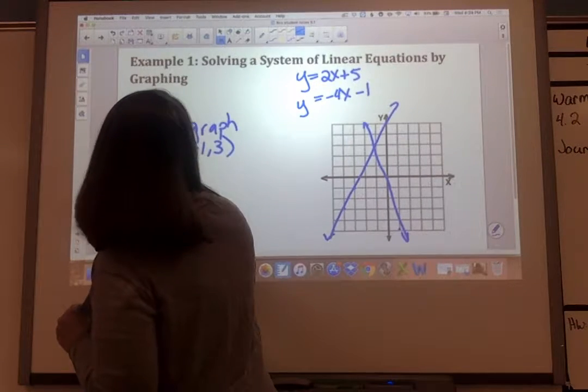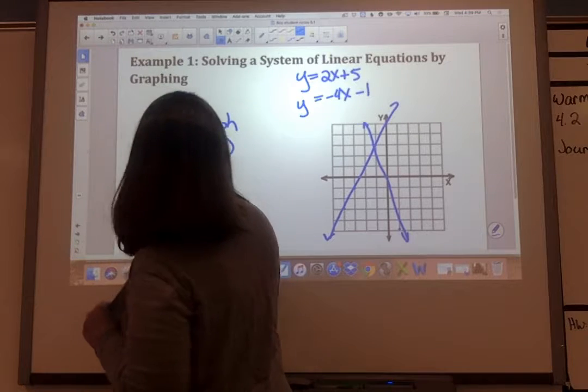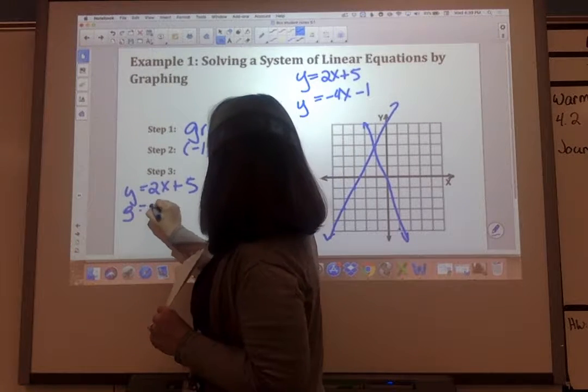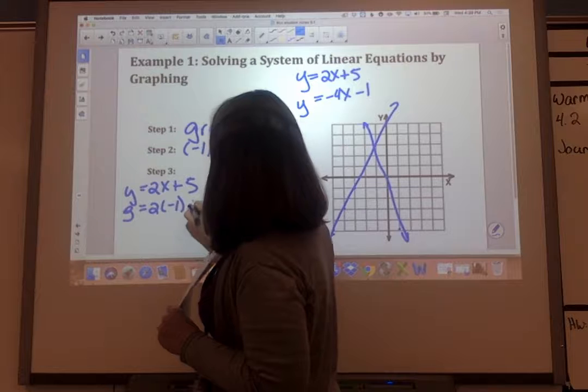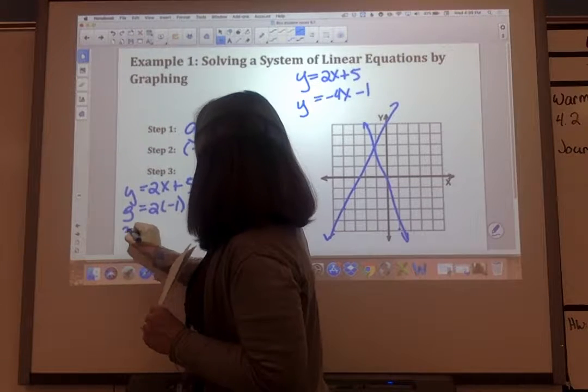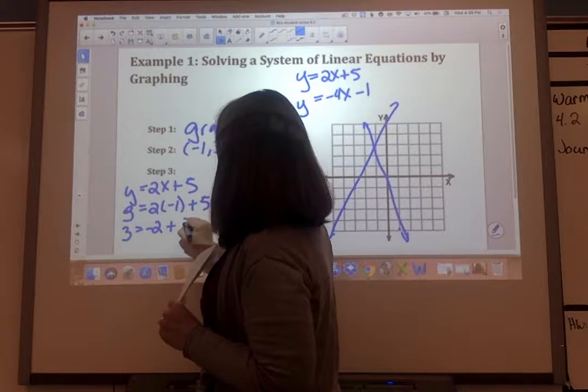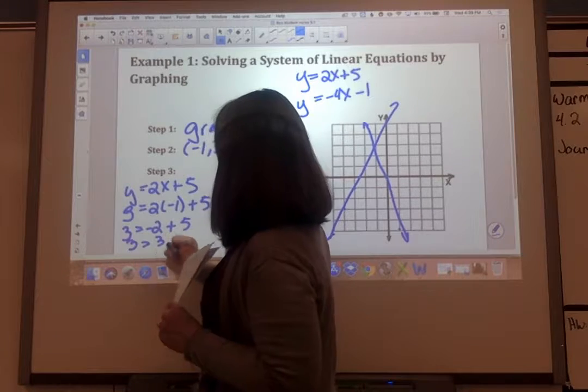So y equals 2x plus 5. I'll substitute 3 for y and negative 1 for x. 3 equals negative 2 plus 5. 3 equals 3. That's true.